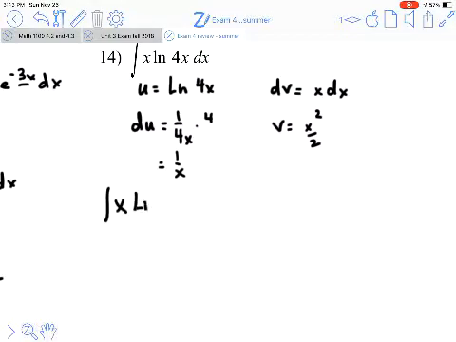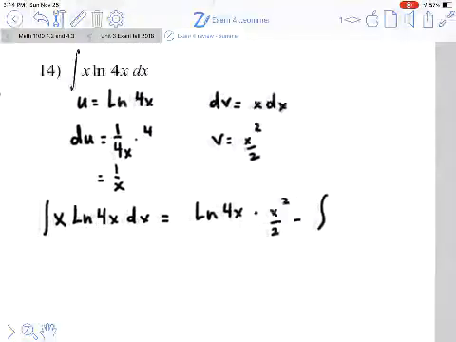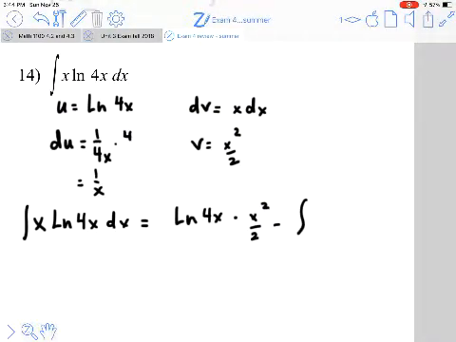So the original problem we had right here was u, and that was dv. So we had u times dv. According to the integration by parts formula, we can write this as u times v, so natural log of 4x multiplied by x squared over 2, minus the integral of v. Now v is x squared over 2. Over 2 is the same as dividing by 2, which is the same as multiplying by 1/2. So I'm going to move the 1/2 out front and just call this x squared.